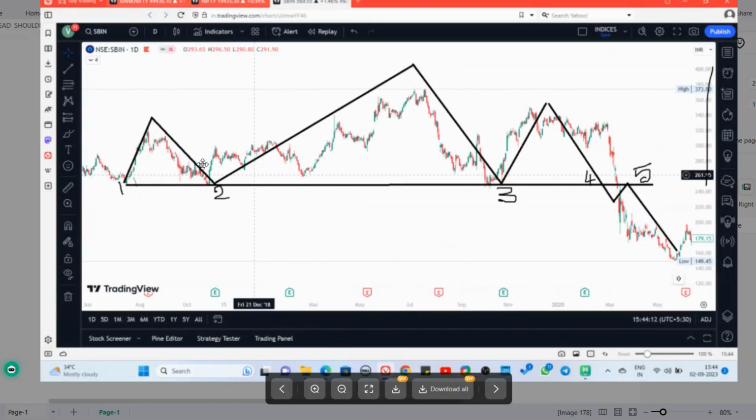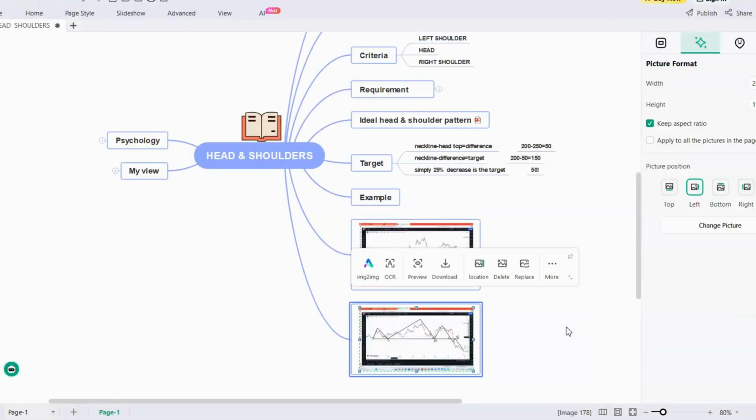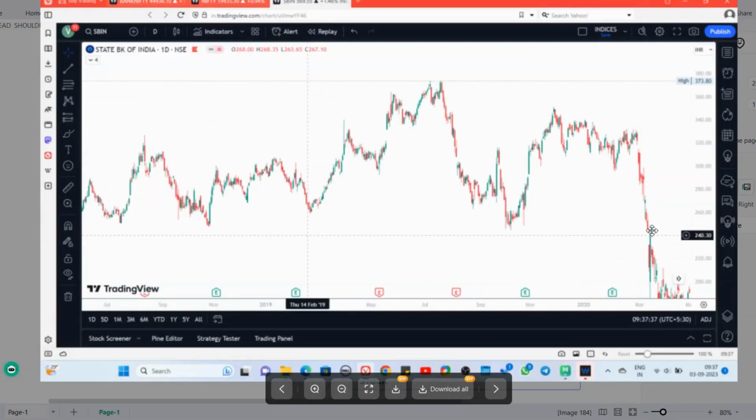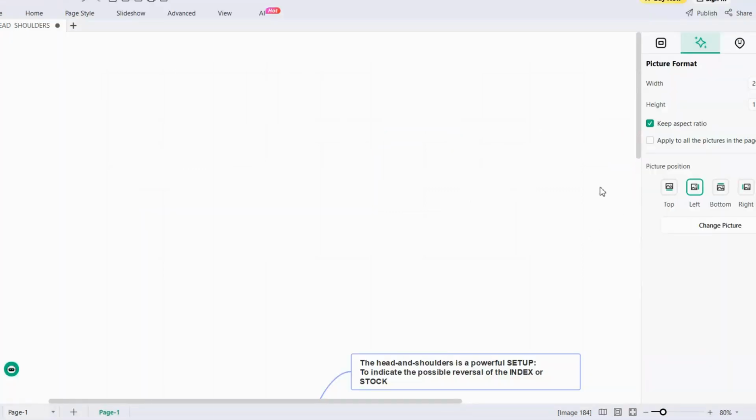This is the same chart I showed you before. This is the neckline, and the first, second, third, fourth and fifth touch points. See, the breakdown happened here, and there is a big gap down here. You can see this in this example. Here the breakdown happened, and there is a big gap up, and there is a retracement till here. This is how the head and shoulders pattern looks.